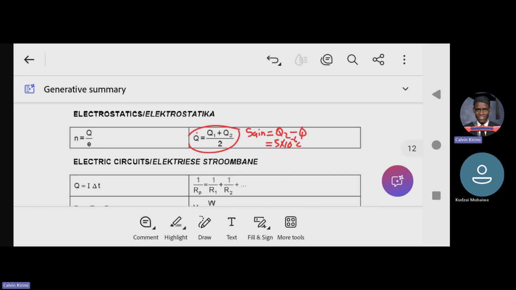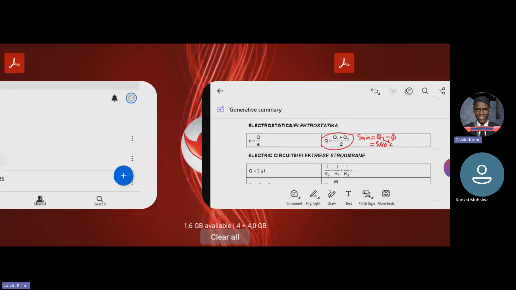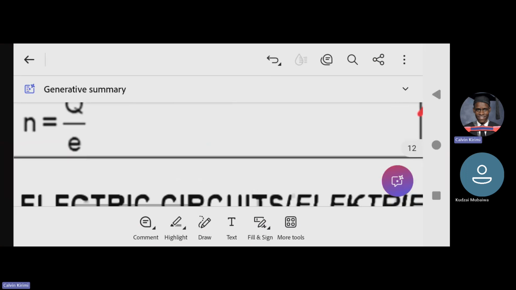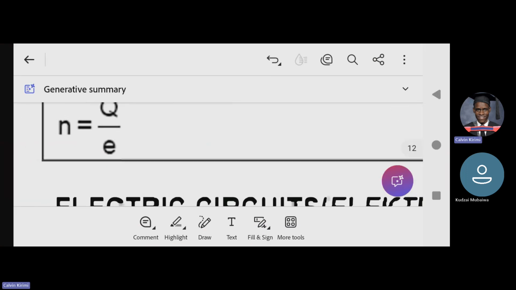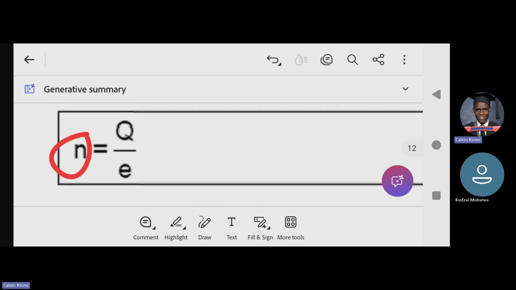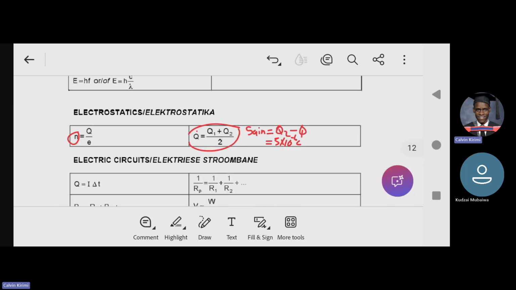That gain of charge over the charge on each electron. The charge on each electron is also given. What you are looking for here is this N. Our question is to calculate this N, the number of electrons. So it's given on the formula sheet. You must know which one to use.